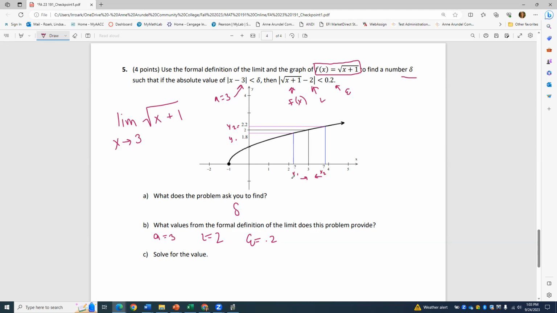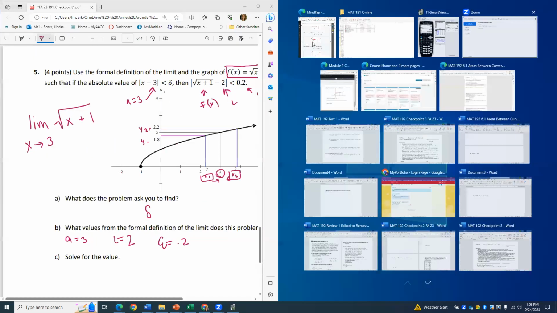And then what I can do, once I find x1 and I find x2, again, they told us already, we're trying to approach the x value of 3. So I just find the distance between those x values and 3, and then I pick the smallest one because that's the delta that I'm going to use for this definition. Okay, so again, I know it sounds like a lot, but really it's all about just picking out what the values are and kind of going from there.